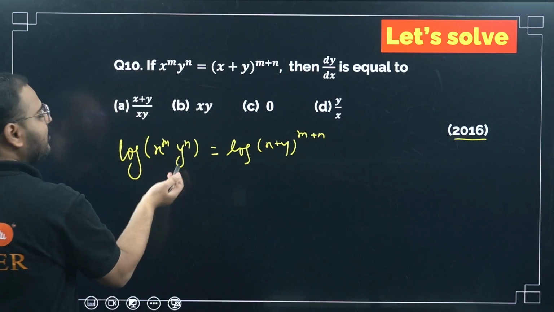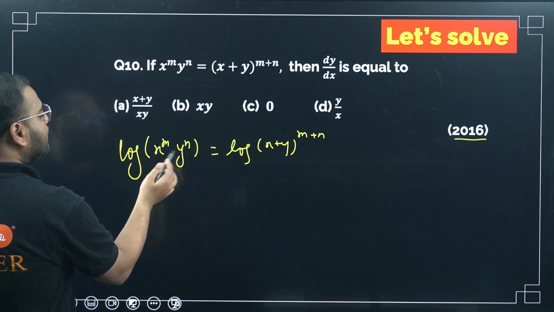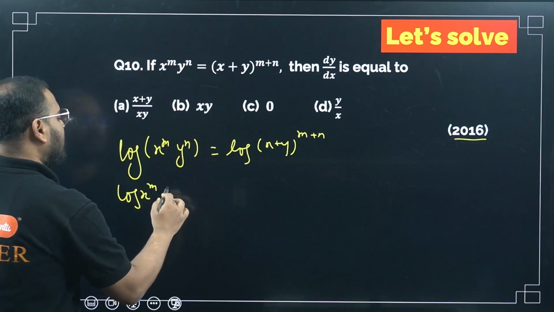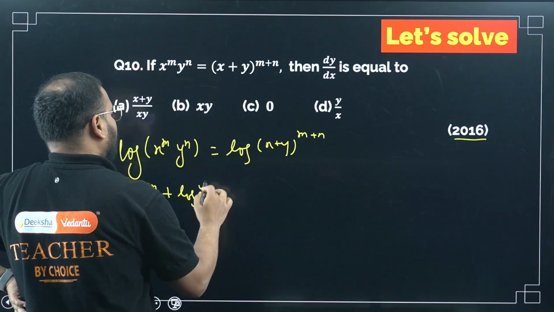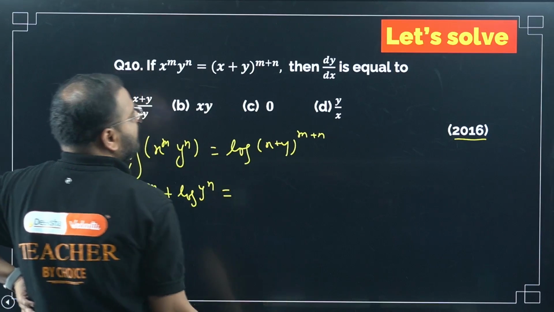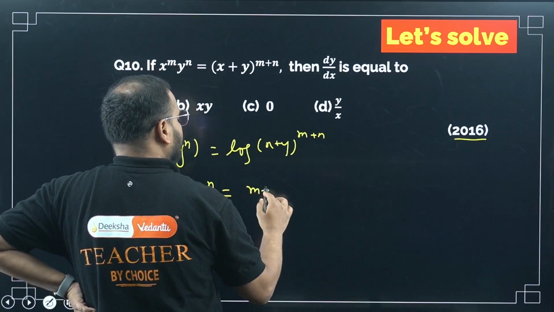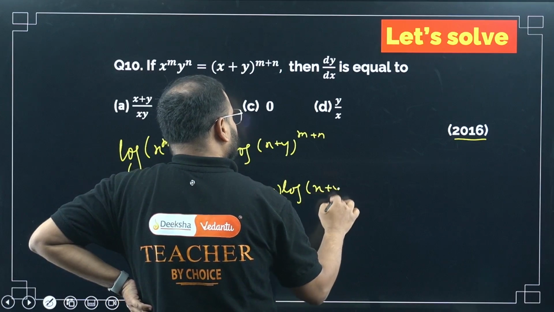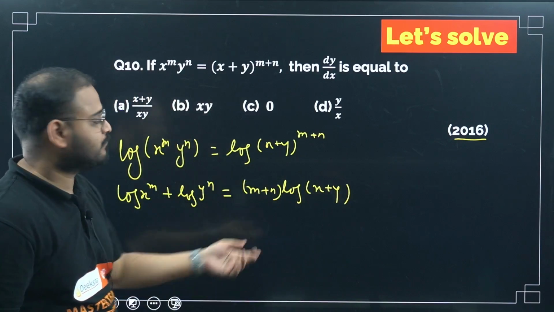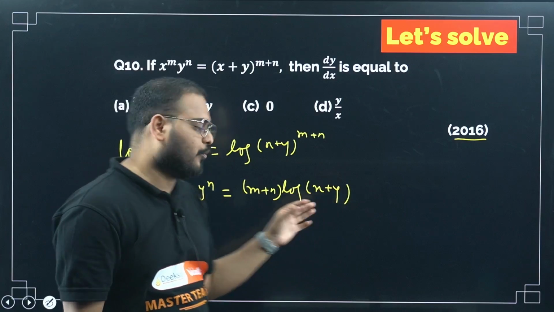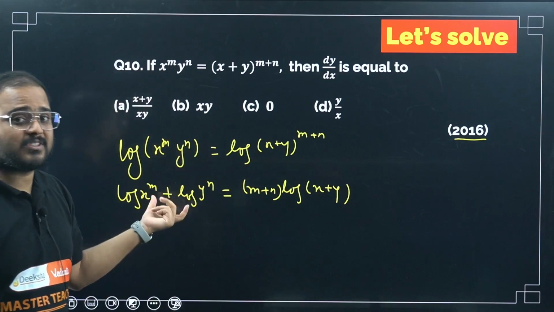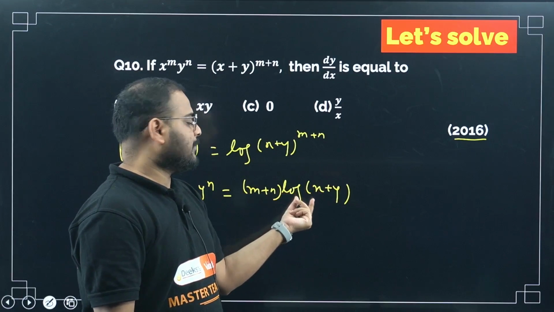What is the formula here? Log of a times b is log a plus log b. So it will become log of x to the power m plus log of y to the power n equals m plus n comes out as the coefficient times log of x plus y. Do not write it as log x plus log y. That's incorrect. Only for a product the rule is there, not for the sum. It's called the product rule, not the sum rule. You cannot separate this as log x plus log y.